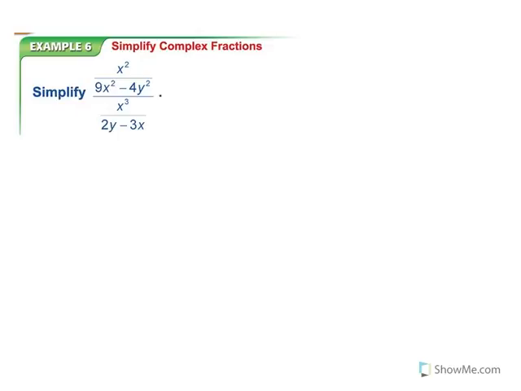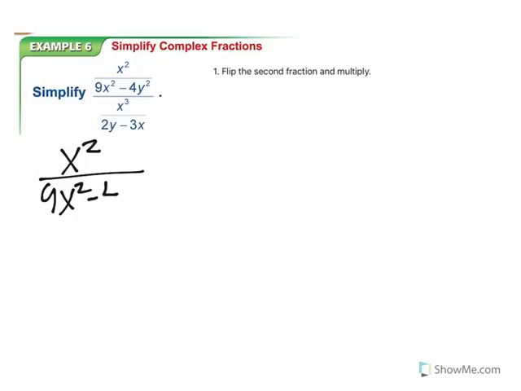Alright, so for our next example, we're going to simplify a complex fraction. Okay, so think of this the same way as if it had these two next to each other and you had a division sign. Okay, so we're going to flip the second fraction and multiply. So when we rewrite it, it looks like x squared divided by 9x squared minus 4y squared times 2y minus 3x divided by x cubed.